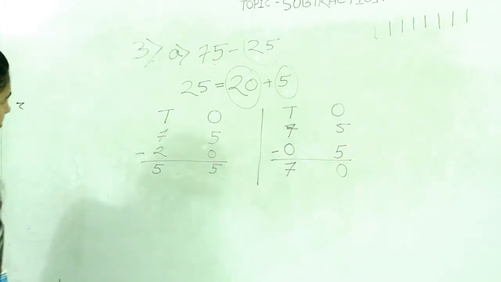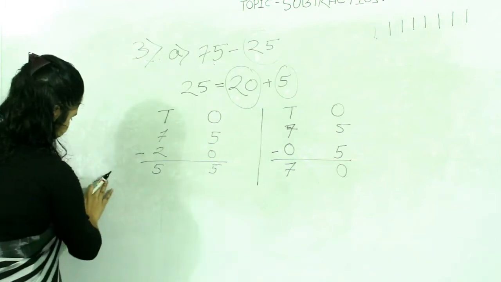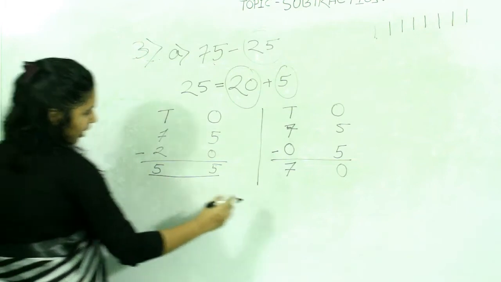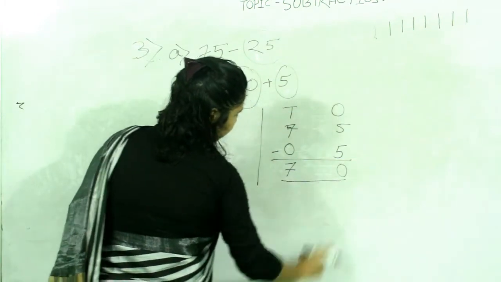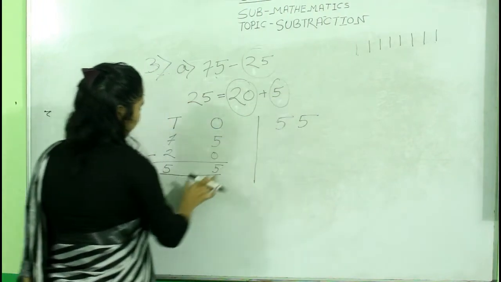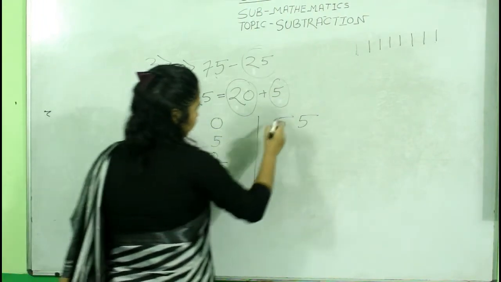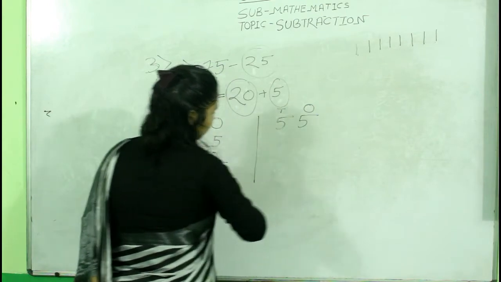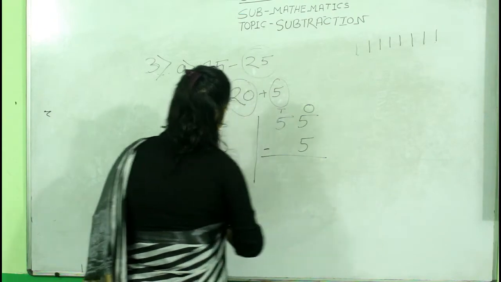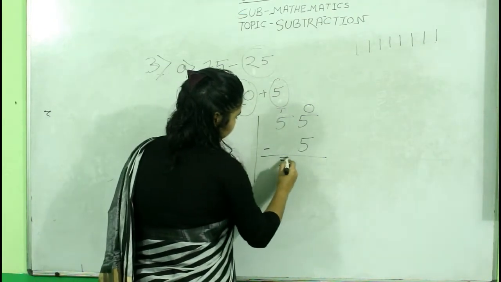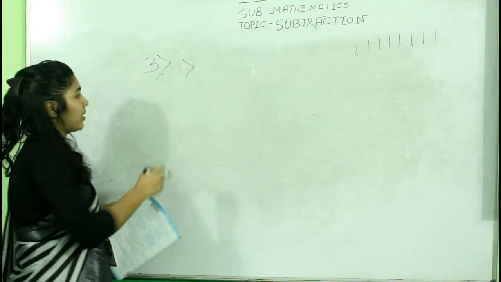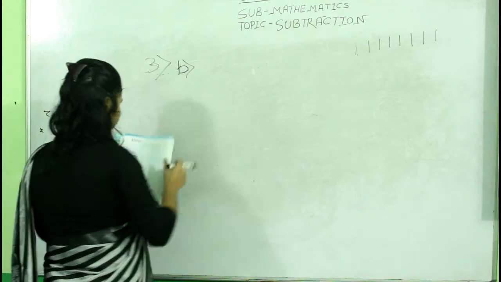Now this number 55 and this number 70. Next subtract this 5 from 55. This is tens place, this is ones place, and subtract 5 from this 55, which is 50. So our answer is 50. Next consider question number B.